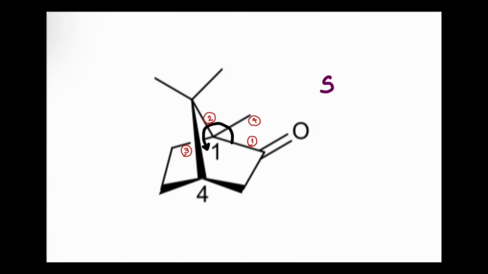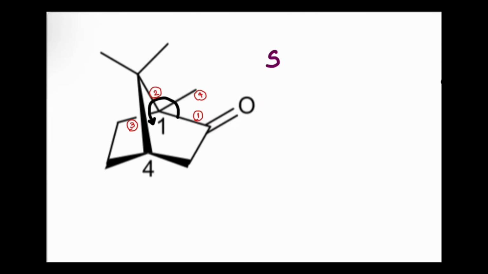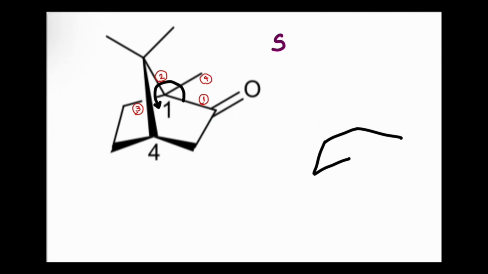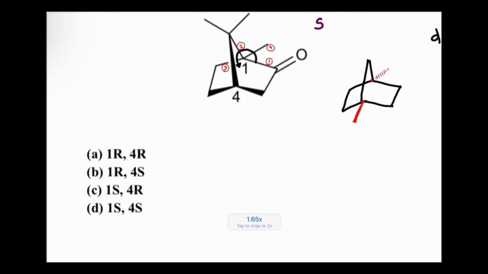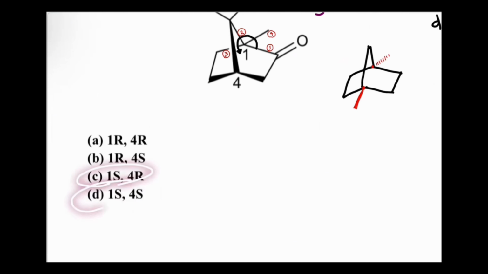Now we need to look at the least priority group, that is this group. And we have already seen that in a bridged molecule like camphor, the fourth substituent on this carbon will be away from us and the fourth substituent on this carbon will be towards us. So here also, the fourth substituent on this carbon, that is this methyl substituent, is away from us. So the least priority group is away from us, and we can take S as the configuration of the first carbon. Okay, so 1S will be the answer. So the answer is either C or D.